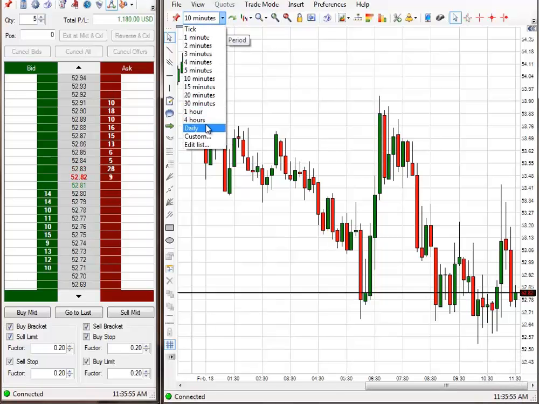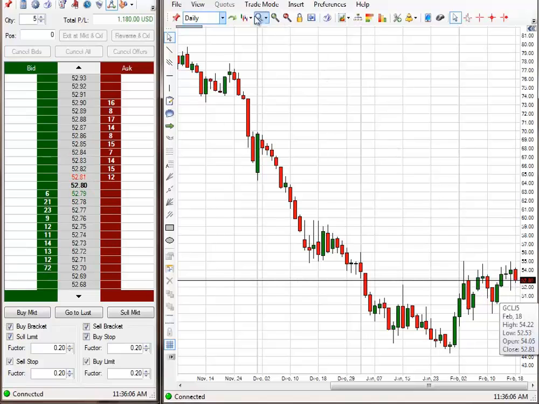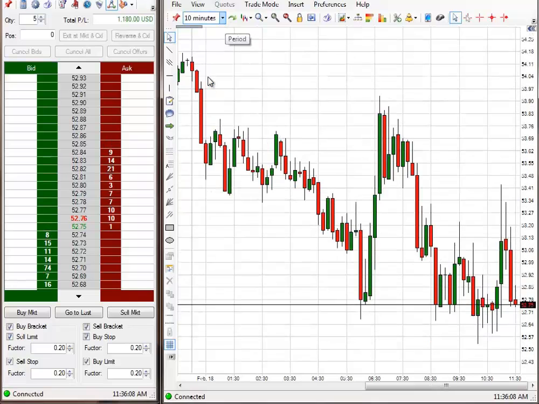And take a look at the daily. There's the daily. Red bar going down. So a short entry would be a continuation of the red bar going down on the daily.